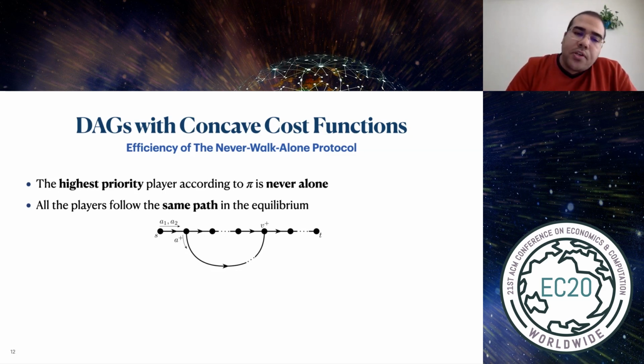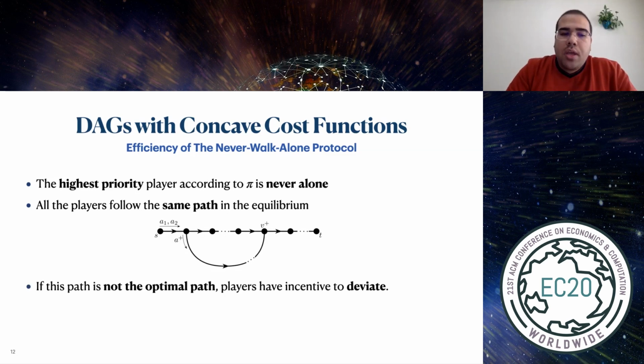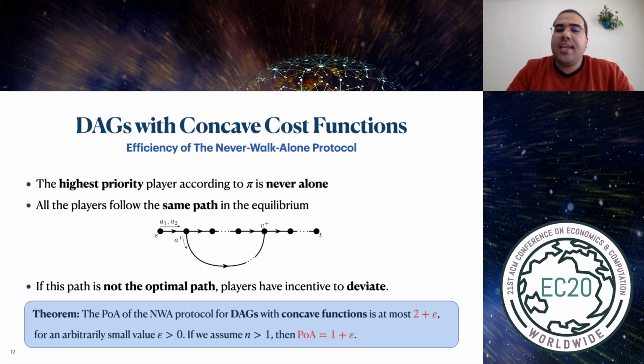And after showing that all the players use the same path, we show if this path is not the optimal path, players have incentive to deviate. And this is due to the fact that we charge players in non-optimal edges a high amount of cost. At last, using these lemmas, we show that the never walk alone protocol yields a price of anarchy of 2 plus epsilon for DAGs with concave cost functions.